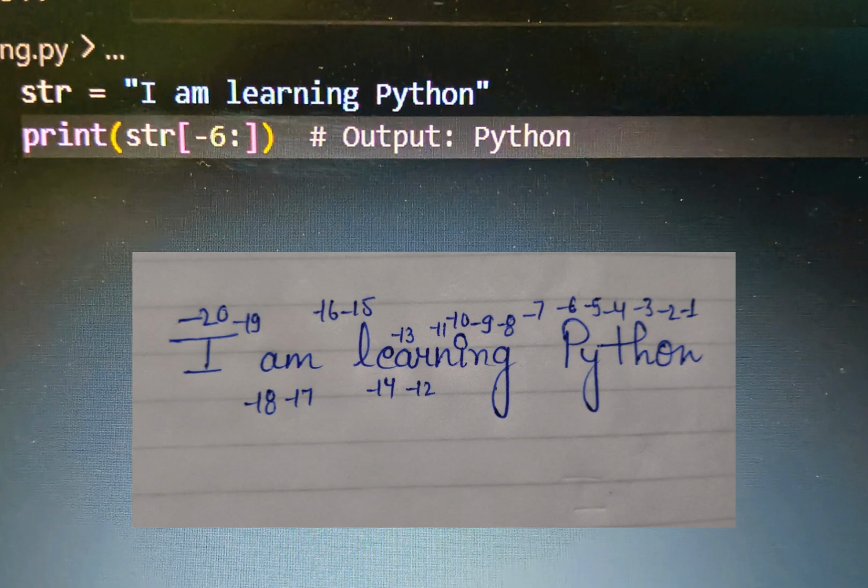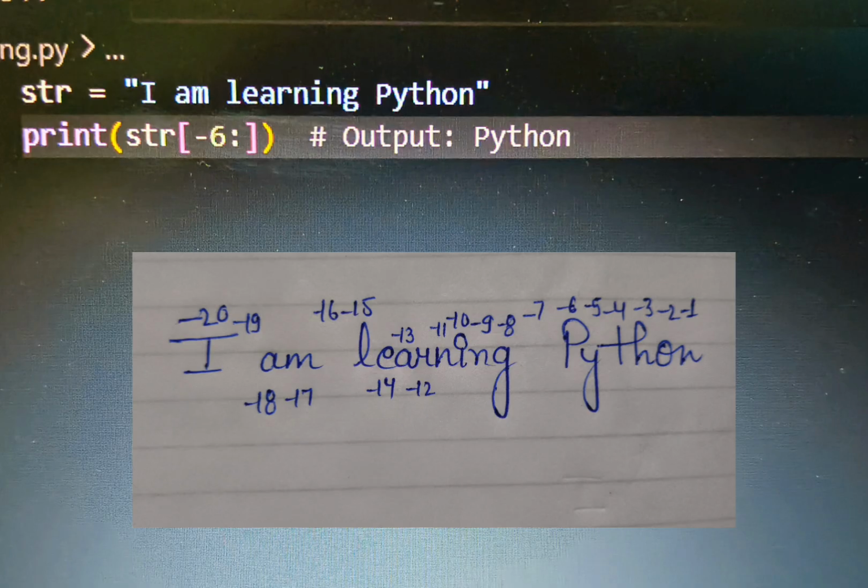This is our first example. Here I have taken the string I am learning Python, like the previous one, which is stored in the str variable. Then my code is print str in square brackets minus 6 colon. So here I have used the negative index.